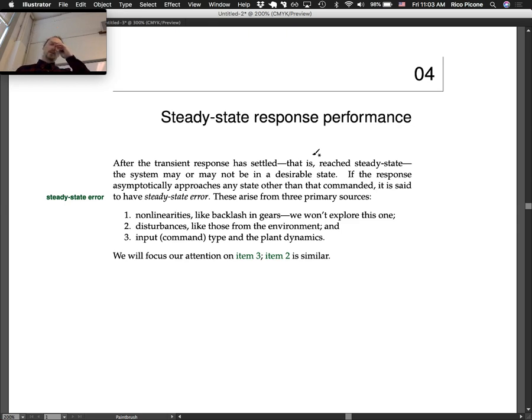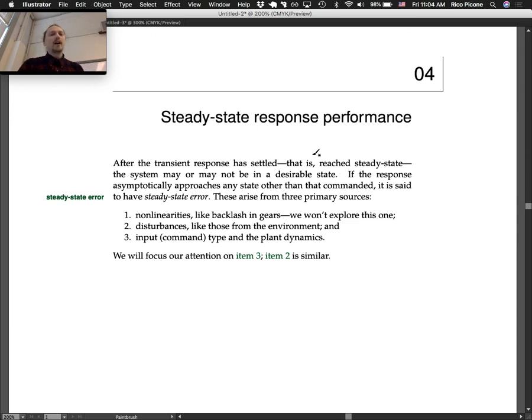So if you tell it to go to some constant value, that would be a specific type of command. But if you tell it to follow some path, so if you change with time what your command is, say linearly or sinusoidally or whatever you want to do, then the ability for the system in steady state to track that depends on what you've commanded it to do. And it also depends on the plant dynamics as well.